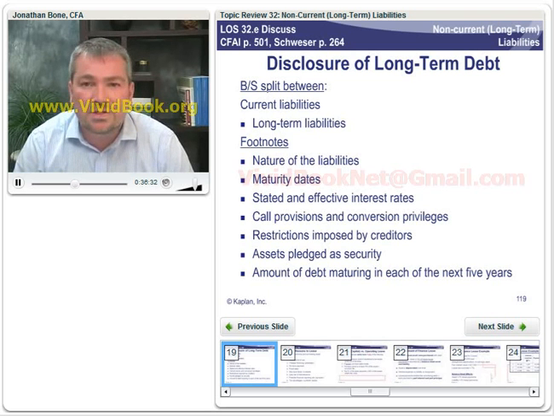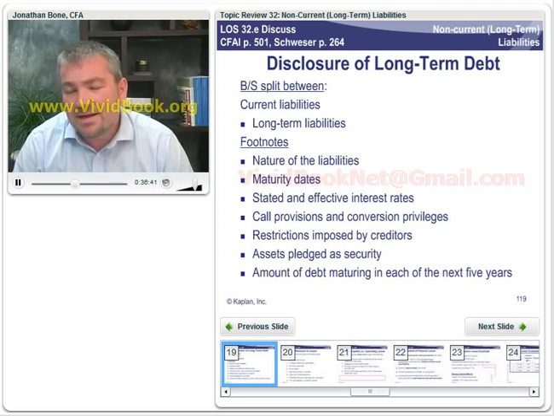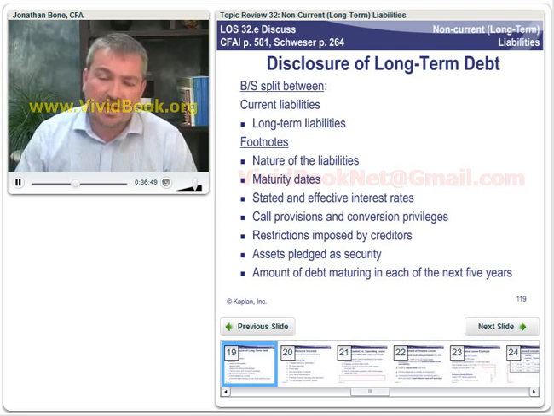Now, again, the final one, a very important one, is the amount of debt maturing in each of the next 5 years. Important for the analyst because then we know what future outflows are likely to be as bond matures, and also requirements for new bonds to be issued.